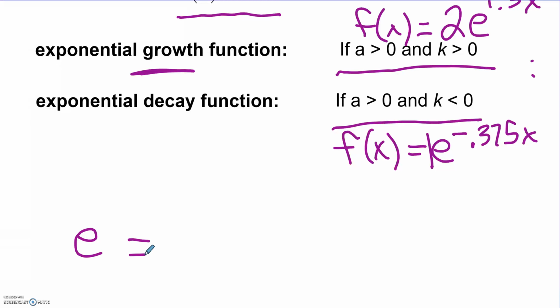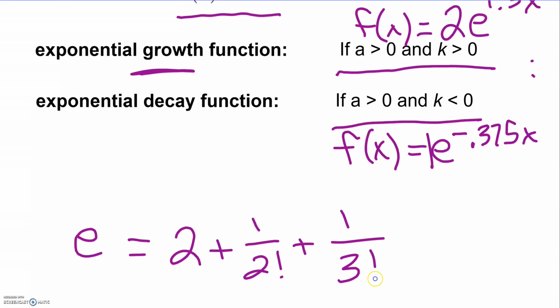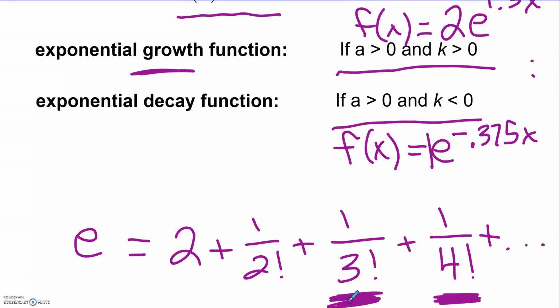Now, on your sheet in your notes, it also gives you a place to write this. This is not something we're really going to use. It's just sort of an interesting fact that e can also be written as this infinite series, which is sort of surprising. And remember, factorial just means, like if I have 4 factorial, that means 4 times 3 times 2 times 1. 3 factorial means 3 times 2 times 1. If you add up infinitely many terms of this series, it will equal e, which, again, we're not really going to use. It's just an interesting fact.